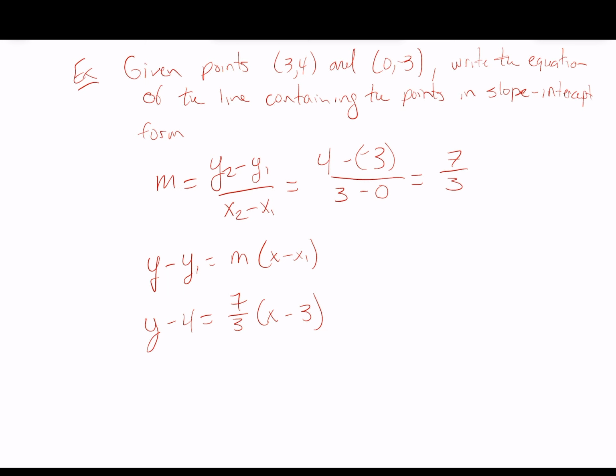Again, we can multiply that out by distributing. Y minus 4 is equal to 7/3 x minus a 7/3 times negative 3 gives us minus 7, because the 3 cancels out. We can add 4 to both sides. Y is equal to 7/3 x. Negative 7 plus 4 is negative 3. And so our final answer is y is equal to 7/3 x minus 3.